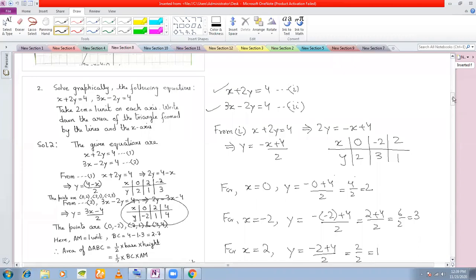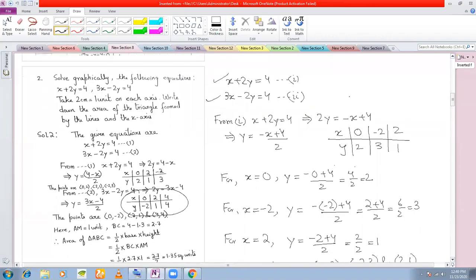So last day, what I said was, in your second problem, you have two equations given: x plus 2y is equal to 4, and 3x minus 2y is equal to 4. These two are the equations. We want to draw straight lines on the graph representing these two algebraic equations.